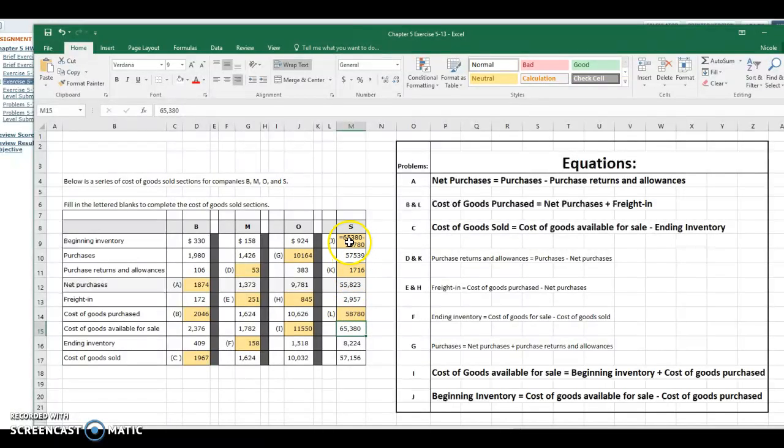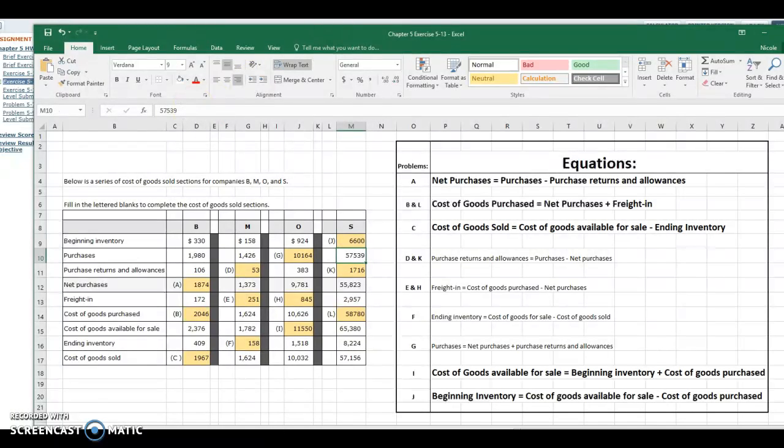Now we can go back up here to beginning inventory. So in order to get beginning inventory, that's the cost of goods available for sale, which is right here, 65,380, minus the cost of goods purchased, which we just figured out, 58,780 right here. And then we get, oh, I hit the wrong thing. Okay, there we go, 66,000.